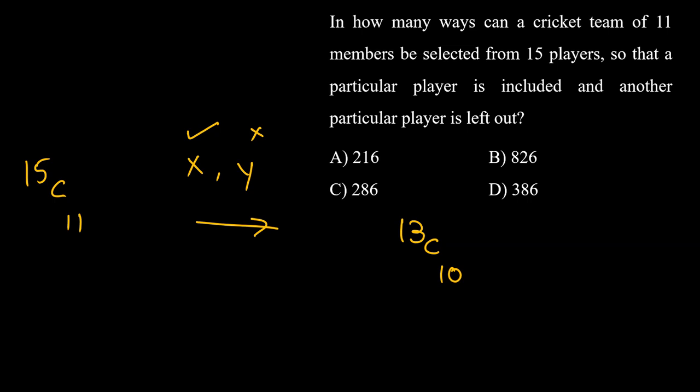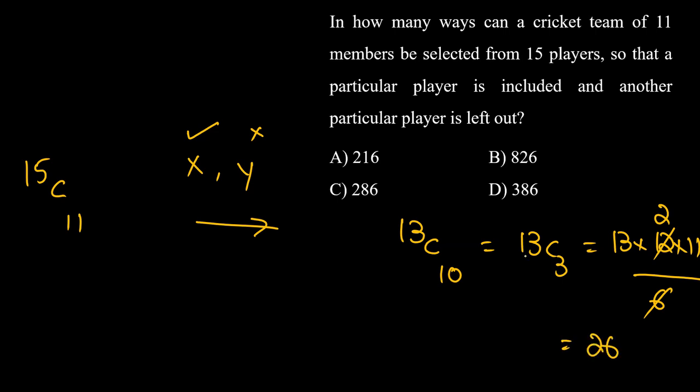In this question it is 13C10. Sir, why did 15 become 13 here? You are deciding about 2 people, so we have only 13 remaining. Now why 10 here, sir? One person is already selected. If both are to be included, then the answer is 13C9. If both are to be excluded, then the answer is 13C11. So 13C10 is difficult, sir? What we can do is write this 13C10 as 13C3, which is 13 into 12 into 11 divided by 3 factorial, which is 6. So 26 into 11, which is 286.